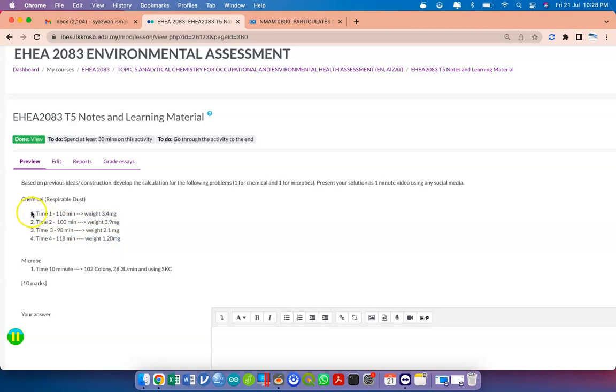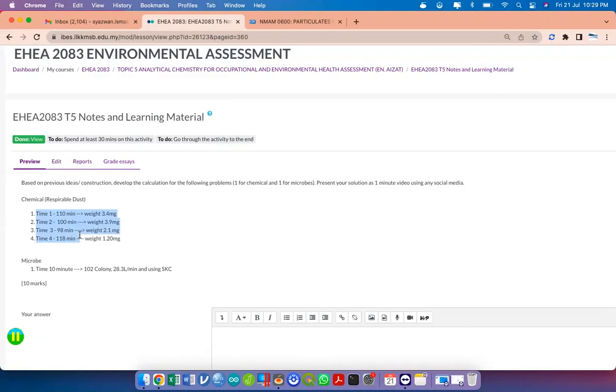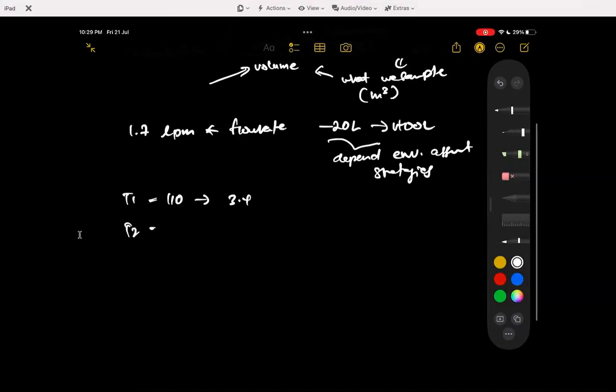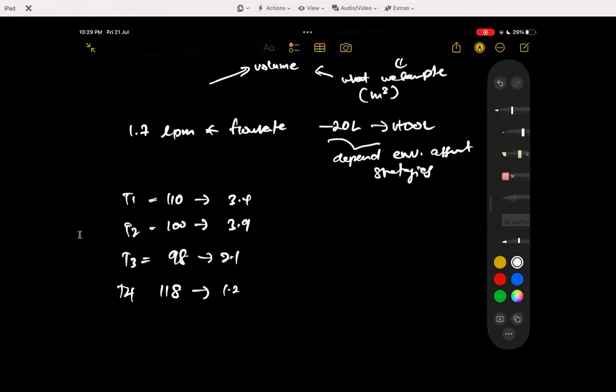So what is my calculation here? Time 1 is 110 minutes and the weight is 3.4. T2 is 100 minutes and the weight is 3.9. T3 is 98 minutes and the weight is 2.1. T4 is 118 minutes and the weight is 1.2. Based on this, we need to estimate the concentration.